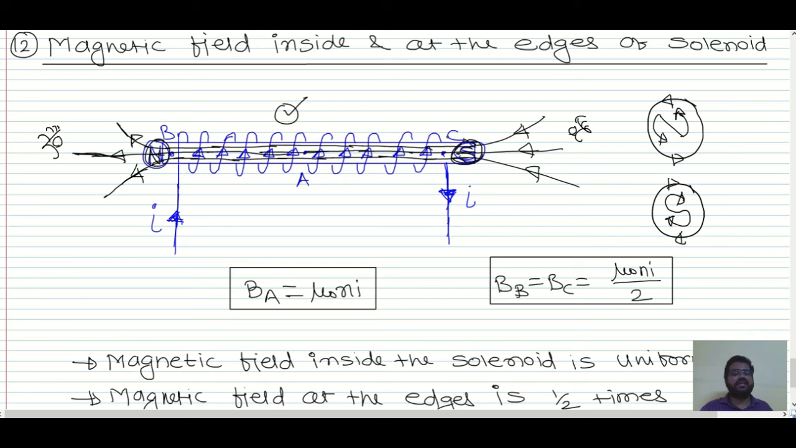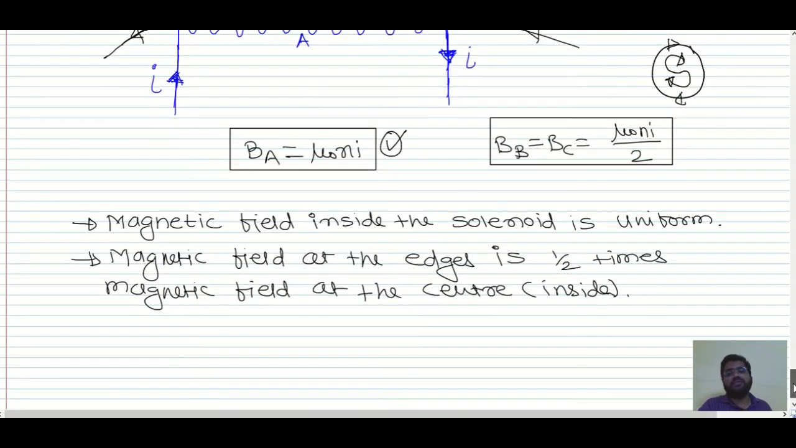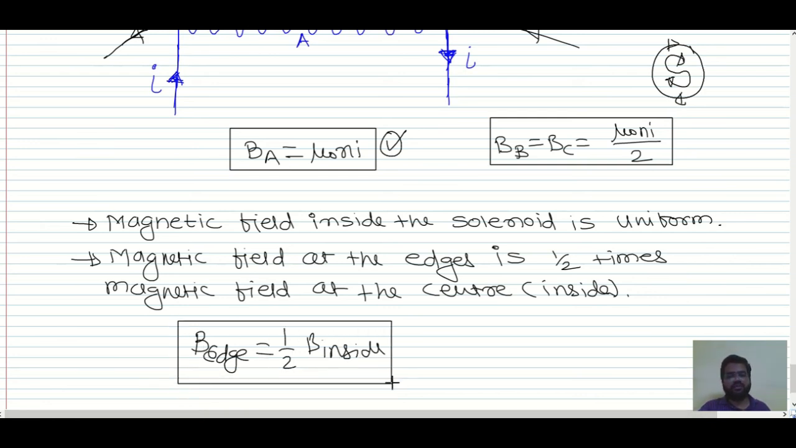At the edges and at the center or inside the solenoid, if you see, the magnetic field we have is mu naught Ni, and magnetic field at the edges, if you see, it is mu naught Ni divided by 2. So the 2-3 points that you need to remember, magnetic field inside the solenoid is uniform. It is uniform or in a straight line we can say, and magnetic field at the edges is 1 by 2 times the magnetic field at the center. So magnetic field at the edges is equal to 1 by 2 times magnetic field inside the solenoid. So this relation is also very important.